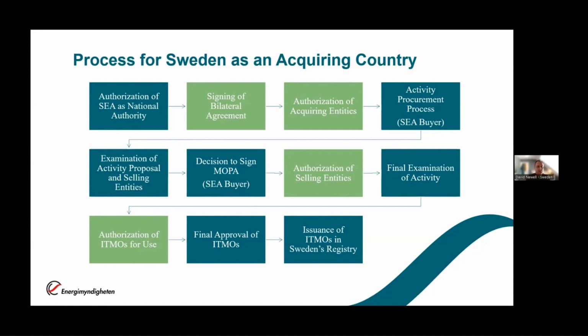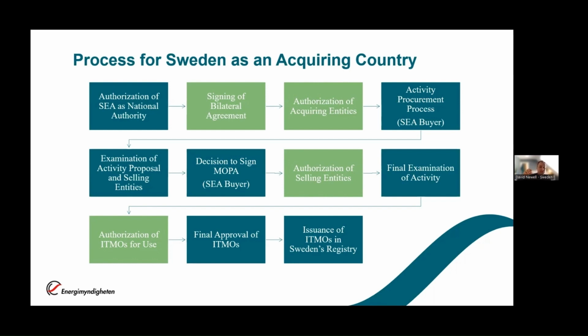And we suggest that this authorization be contingent on the host country's authorization of the entity. So if the host country has authorized a certain company within that country to sell, then we will also recognize and authorize that entity as part of the cooperative approach. After the authorization of the selling entities, we have a final examination of the activity where we internally determine whether we want to recommend this activity for authorization. In addition, of course, you're going to have a validation at this point too. Provided that there's an approved validation of the activity, these two factors become the underlying points for the decision by the national authority to authorize ITMOs for use.